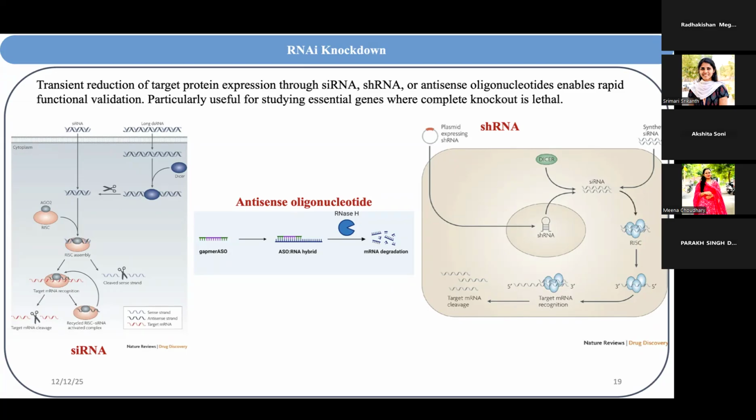So why do we use knockdown instead of knockout? Some genes are absolutely essential, because we cannot knock out everything. A complete knockout is embryonically lethal and causes immediate cell death. But a partial knockdown, reducing the protein to a certain percentage, might produce a disease phenotype without being lethal to the cell. This is why we study genes that are too important to delete completely.